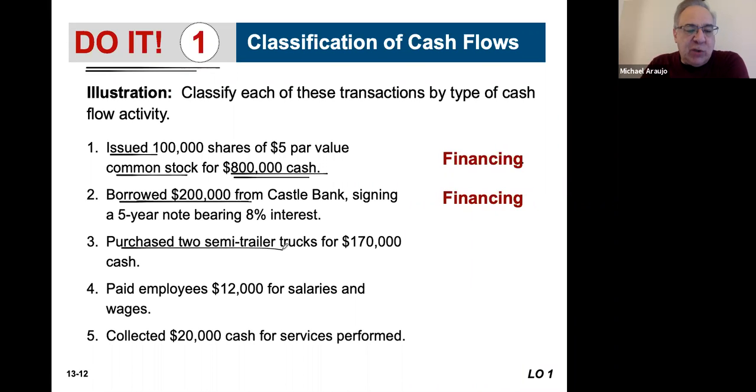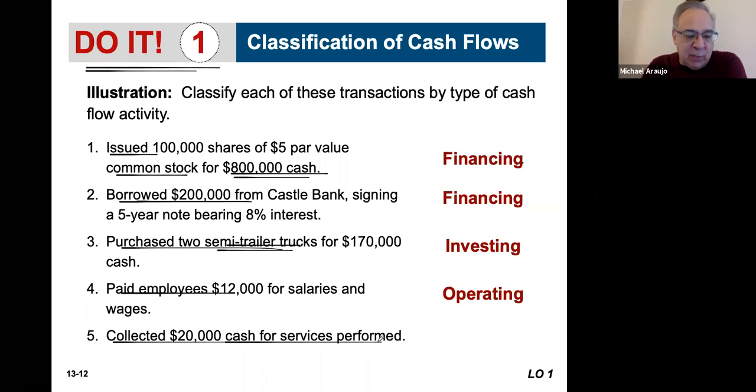Here, you purchased 2 semi-trailer trucks. Semi-trailer trucks would be considered property, plant, and equipment. It's a long-term asset, so when you purchase this, it should be considered an investing activity. You're buying more assets. Maybe they need that to deliver, and that's how they make a living. You paid your employees $12,000 of salaries and wages. When you pay employees, it's an expense, and expenses are generally considered operating activities. And the last thing here is you collected cash from services performed. Services performed is your revenue, and revenue is also considered an operating activity.